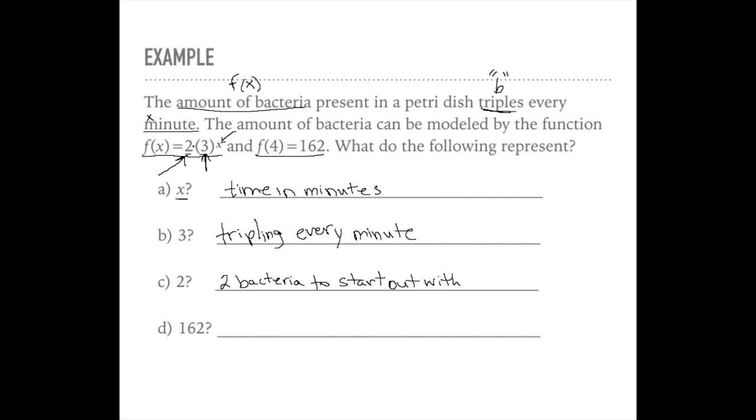All right, 162, which is right here. This one is the y value when x is 4. So in this example, because 4 represents minutes, this is the amount of bacteria after 4 minutes go by. And that's how we do that. So, amount of bacteria present after how many minutes? 4.